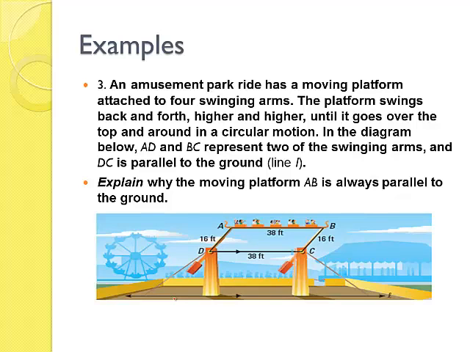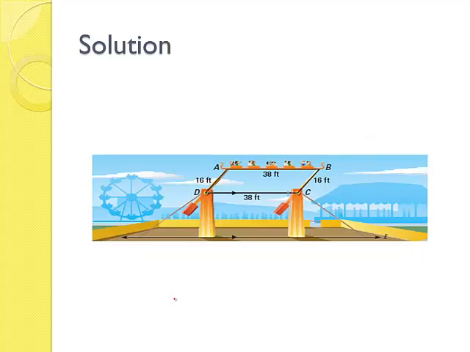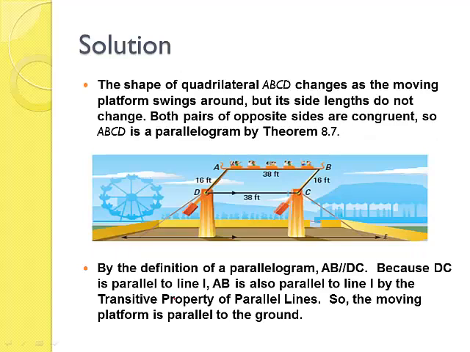Okay. So here's the explanation. We have the figure here. The shape of quadrilateral ABCD changes as the moving platform swings around. Its side lengths do not change. So AB and DC, those lengths do not change. And BC and AD, those lengths do not change either.